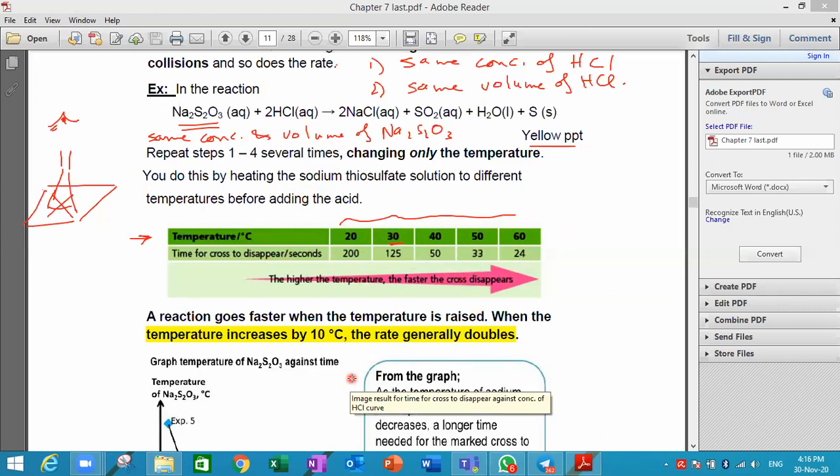The rate of the disappearance of the cross will be increased.